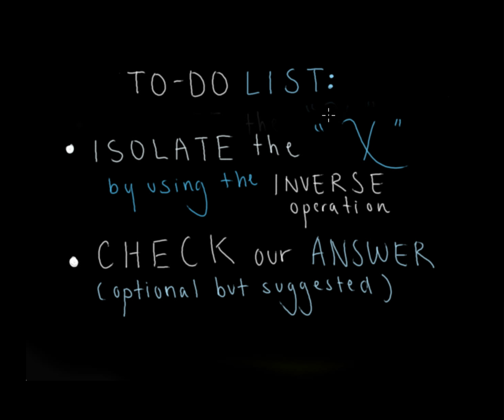Here in our to-do list, there are two steps shown, but the main step is to isolate the x or any other variable by using the inverse operation. Our second step is optional, but it is always suggested to check our answer to see whether or not it is correct.